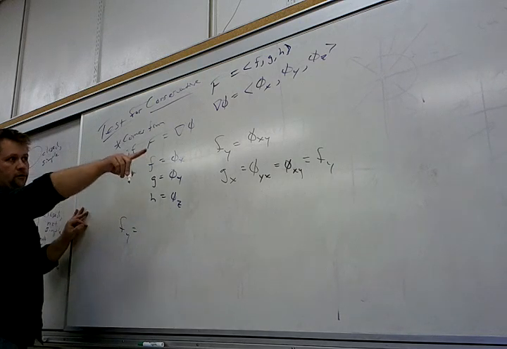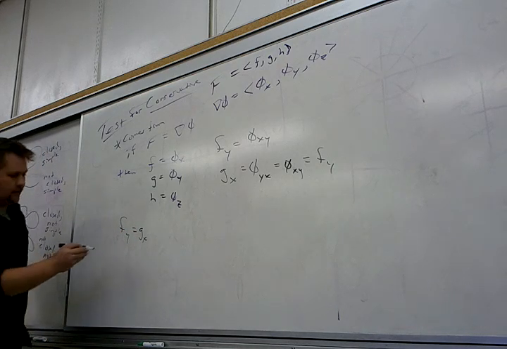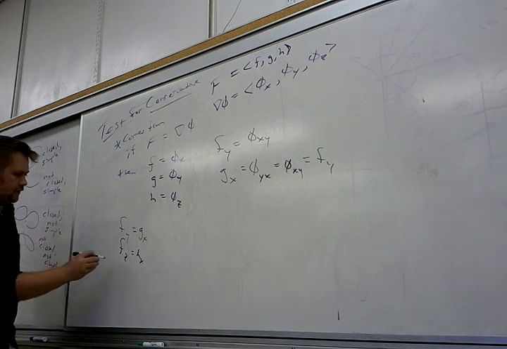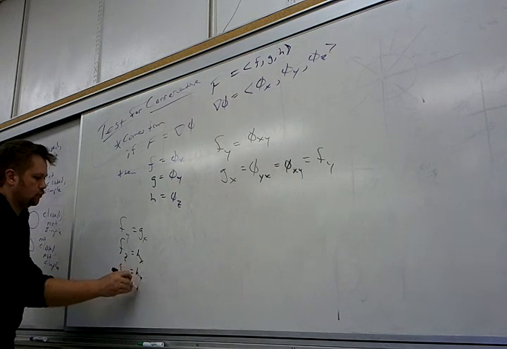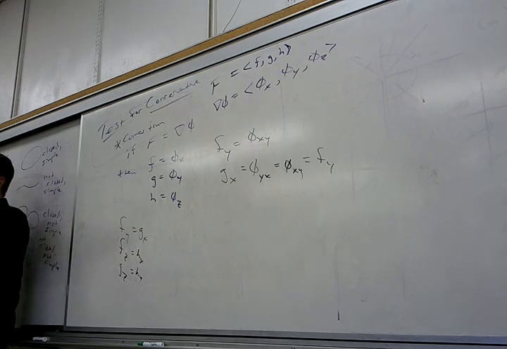Fy has to equal gx. Fz has to equal hx. And gz has to equal hy. If that's true, then it is a conservative vector field. Then the whole question would become, how do you find what that phi is?